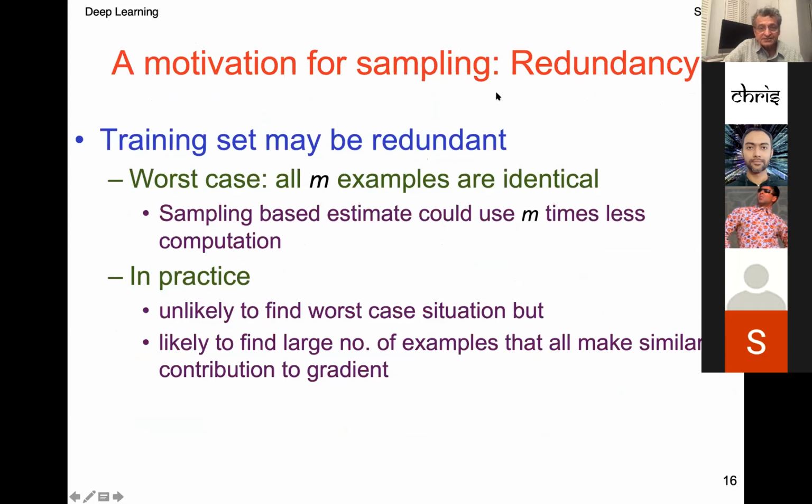A motivation for sampling is redundancy. So the training set may be redundant. Worst case, all M examples are identical, and a sampling-based estimate could use M times less computation. So this is saying that you might have a training set, you've accumulated all this data, a lot of it is the same thing. If you're not going to use all of it and you're sampling it, you're being much smarter. In practice, unlikely to find the worst case situation, but likely to find a large number of examples that will make similar contribution to the gradient. Anyway, these are all interesting observations about why stochastic gradient descent comes into play.